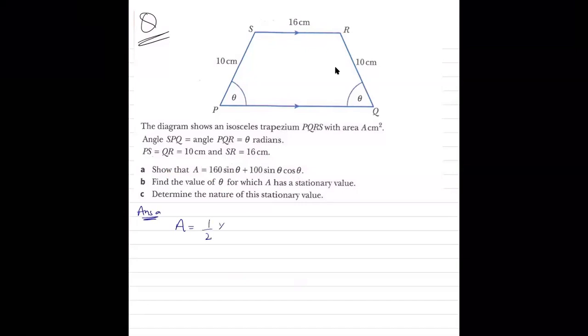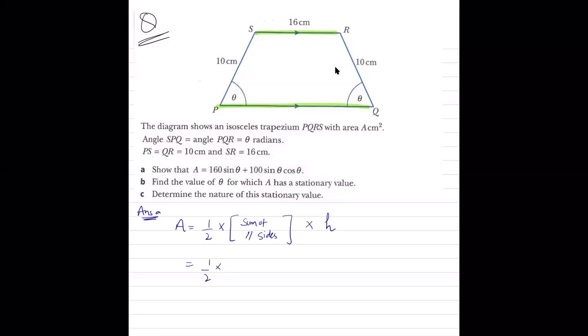Half times sum of parallel sides times height. Now, if we talk about the parallel sides, SR and PQ are the parallel sides. I do know the length of SR, but I do not know the length of PQ.